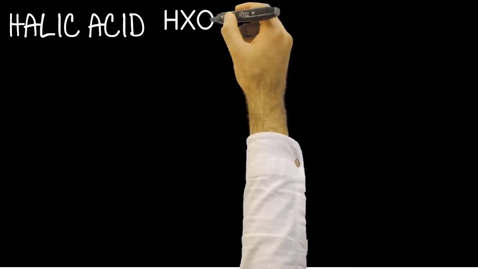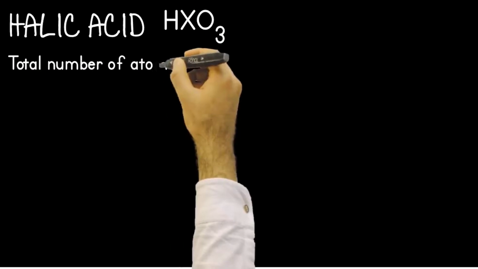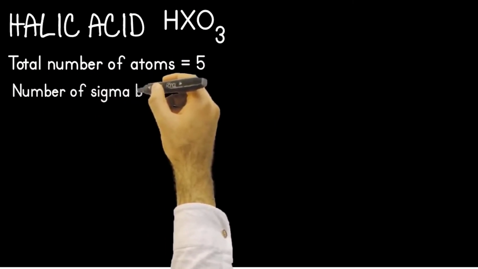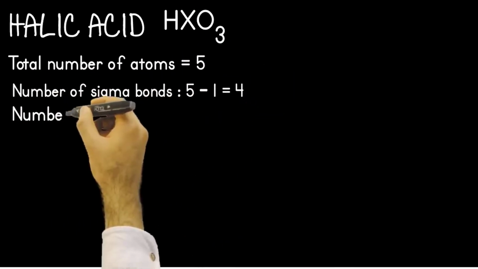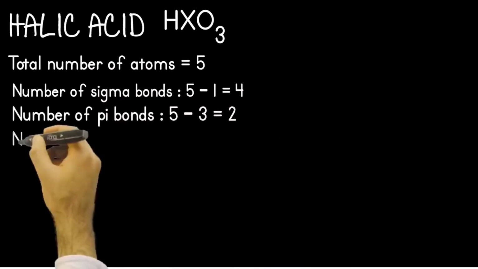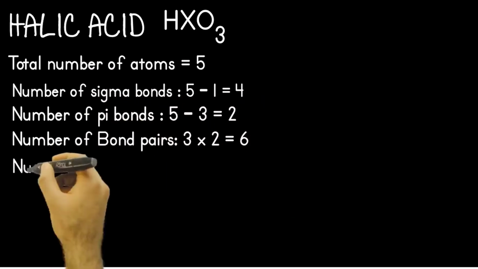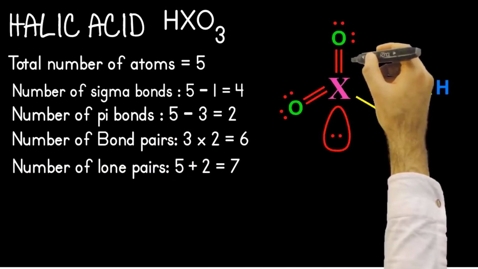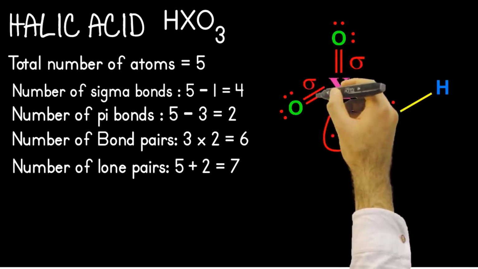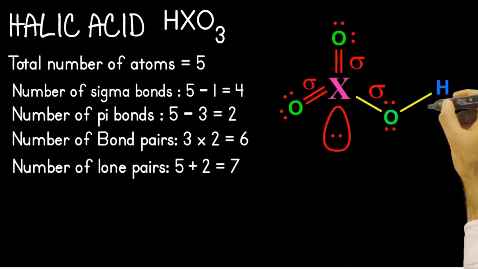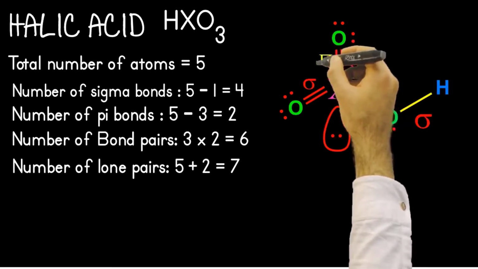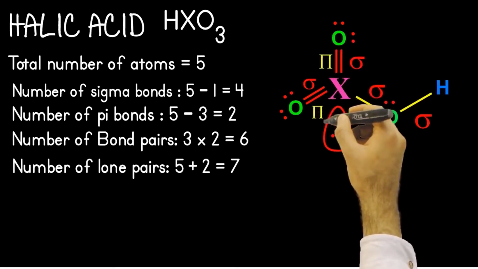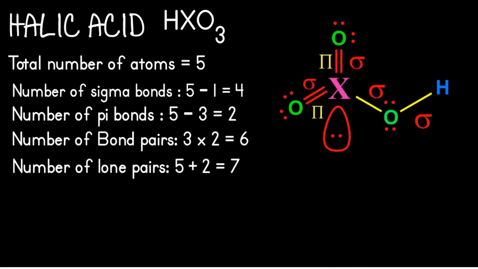Halic acid having formula HXO3. So one molecule of halic acid contains 5 atoms. Number of sigma bonds is 5 minus 1, it comes out to be 4. Number of pi bonds, 5 minus 3, it comes out to be 2. And number of bond pairs, here there are 3 oxygen atoms, so 3 multiplied by 2, it comes out to be 6 bond pairs. And finally, the number of lone pairs is 5 plus 2, it comes out to be 7.